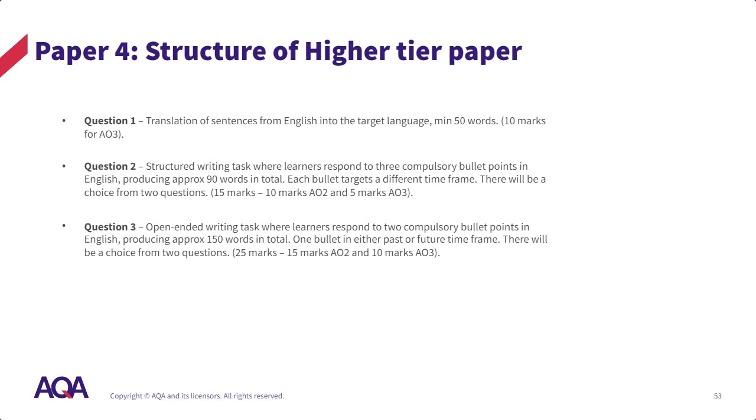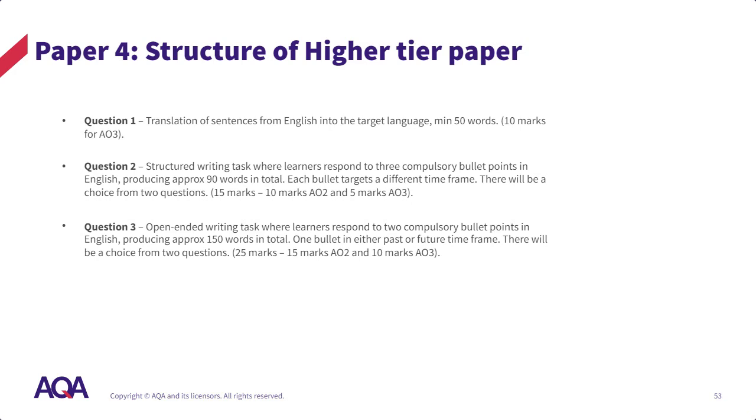This is a summary of the higher tier paper. In this specification, the translation comes first because it's the only compulsory question on the paper. The translation is in sentences rather than as a passage to make the task more accessible and also ensure students do not miss words out as they may do when the text is presented as a passage. AQA is the only accredited exam board to have the higher tier translation as sentences, which we feel is very supportive to students.